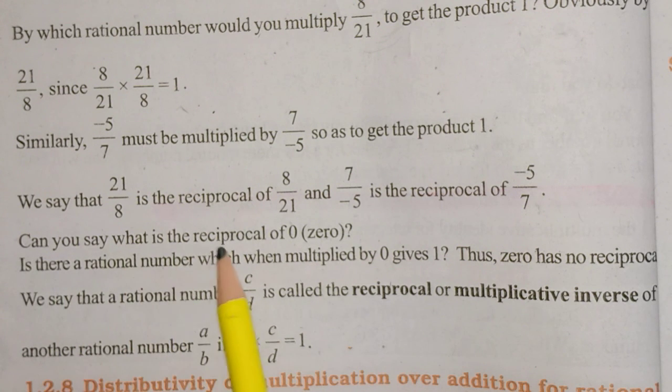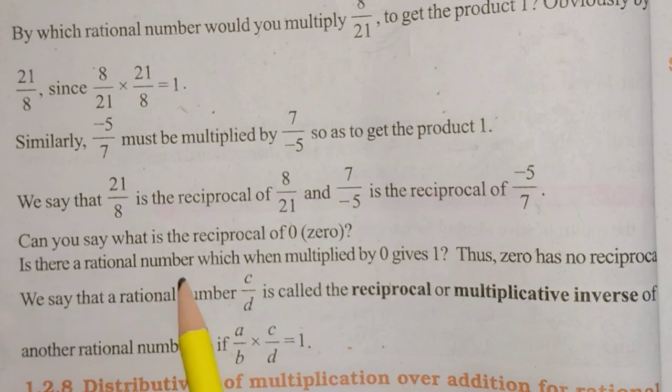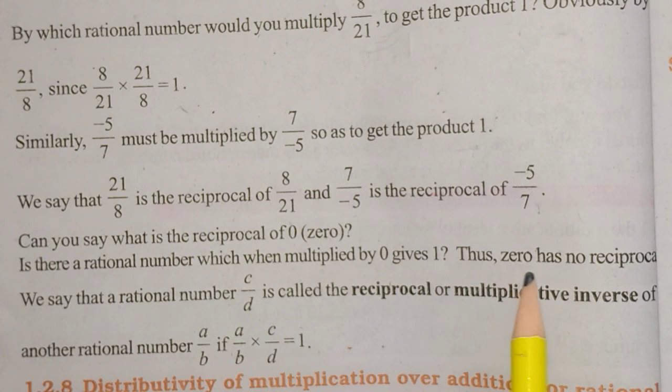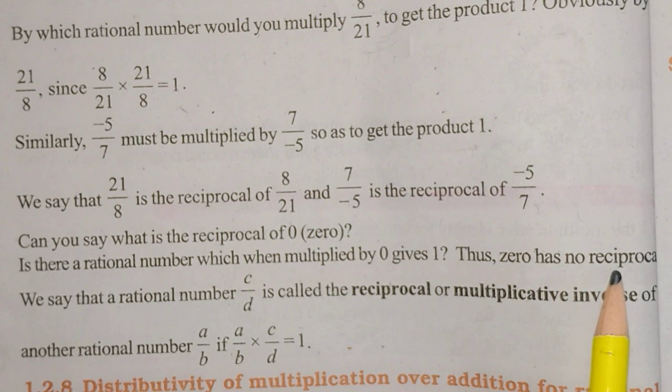Can you say what is the reciprocal of 0? Is there a rational number which when multiplied by 0 gives 1? Thus, 0 has no reciprocal. 0 is the only number which has no reciprocal.